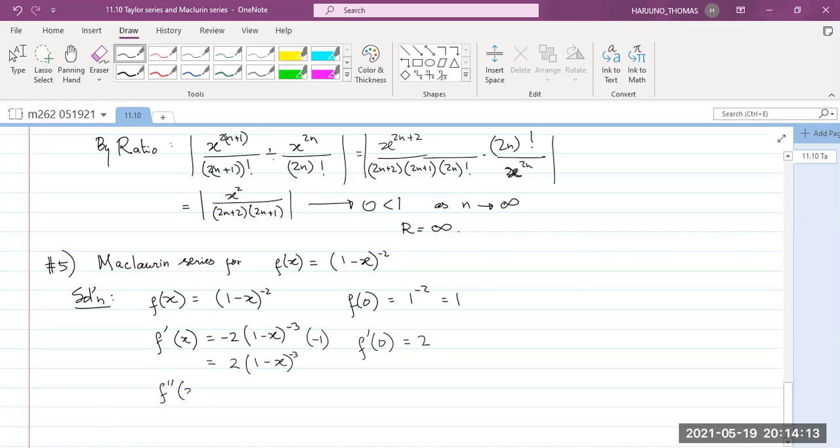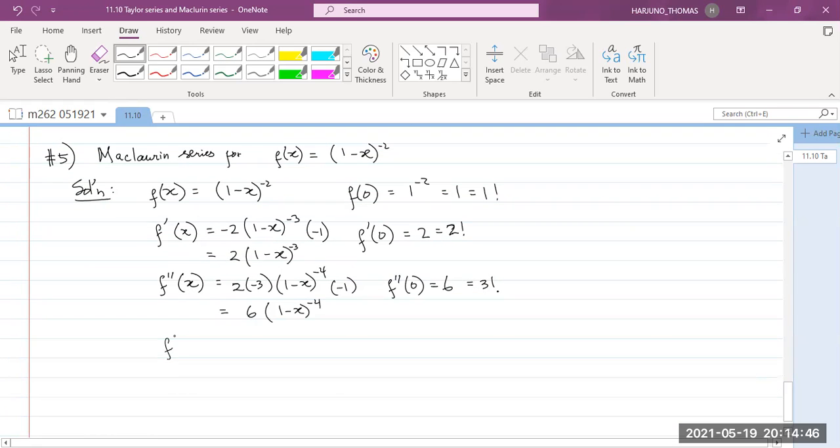The next derivative is negative 2 times negative 3 times 1 minus x to the power of negative 4 times negative 1. That is 6 times 1 minus x to the negative 4. So f double prime of 0 will be 6, which, by the way, is 3 factorial. This is 2 factorial. This is 1 factorial. Okay. The third derivative, let me do it one more time. This will be negative 24 times 1 minus x to the negative 5 times negative 1. That's 24 times 1 minus x to the negative 5. So the third derivative at 0 is 24, which is actually 4 factorial.